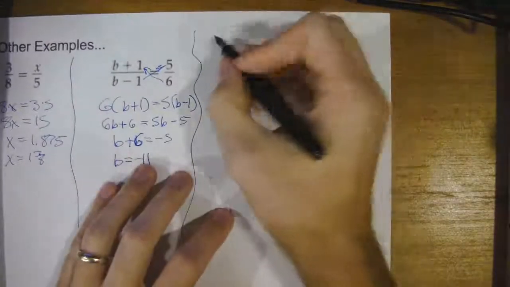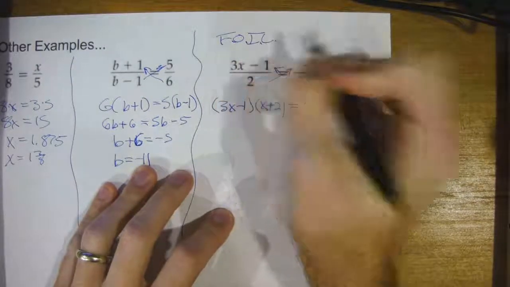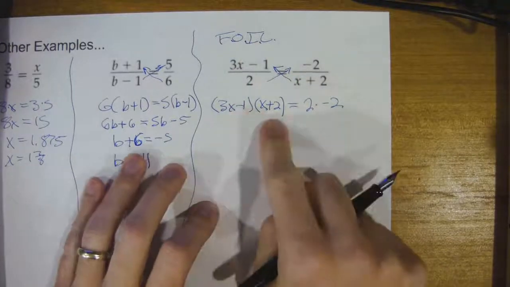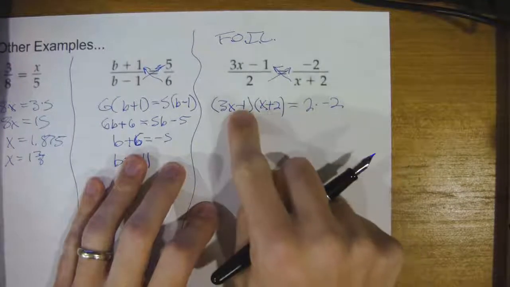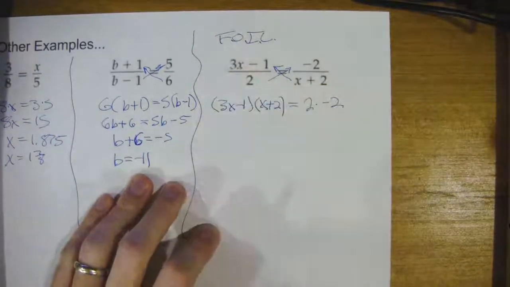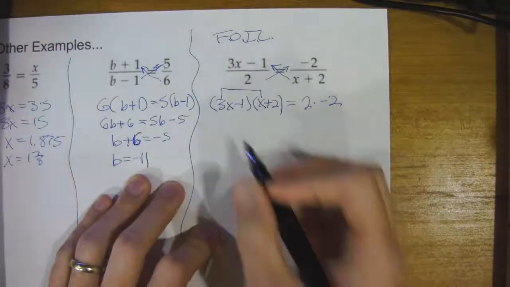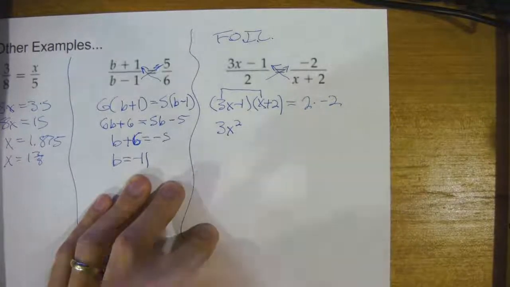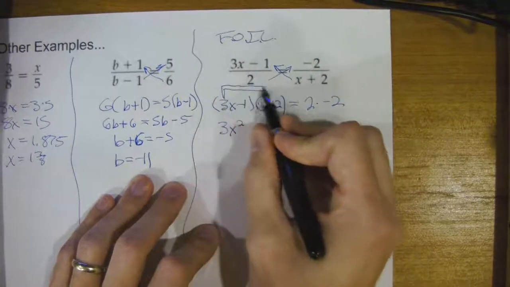You might have remembered the acronym FOIL, which stands for first, outer, inner, last. So here's what we do. When we multiply these, I have to multiply this term by all the terms over here. And I have to multiply this term by all the terms over here. So what we do is FOIL, that's the acronym. First: the first thing I'm going to do is multiply the first terms together. So 3x times x is 3x squared. I'm going to multiply the outer terms, so the 3x by the 2.